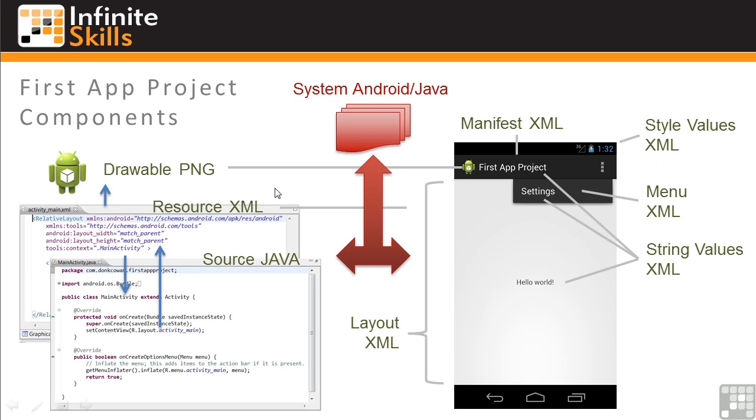Resource XML code files, as we saw in the previous graphic, hold the code for the manifest, values, menu, and layout. Drawable PNG files hold the images displayed on action bars and app screens. Source Java code controls what happens in your app. There are a number of cross-references between the various files. As an example, notice in your app, we see that the layout XML refers to the main activity Java, and the source Java refers to the main activity layout. System Android and Java code works in the background to run the operating system on the mobile device and manage the flow of data and activities in your applications.